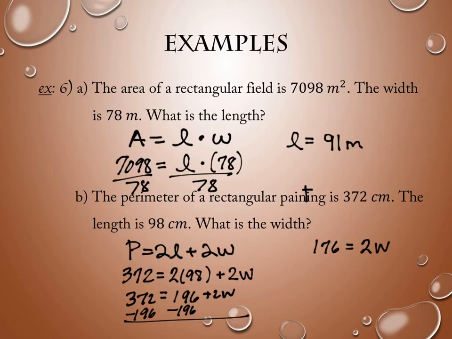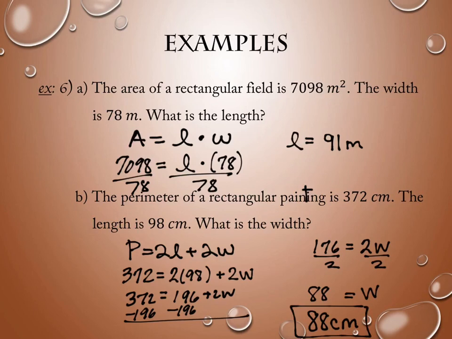And then what? Yeah, we're going to divide by 2. So what will our W equal? 88. And somebody told me centimeters. I'm kind of out of space, so I'll put it here. 88 centimeters. Good? All right, let's try one more of this nature.